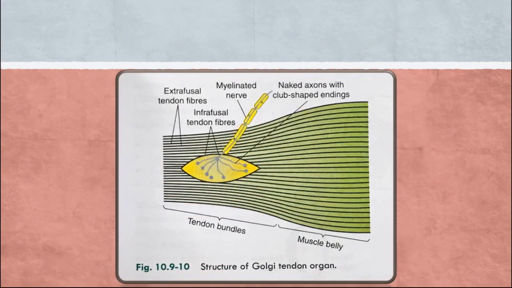So, this is one more diagram showing the Golgi tendon organ. These are the knobby endings, a net-like collection of nerve fibers present within the tendon fibers. These are intrafusal and this is extrafusal, and this myelinated nerve fiber is 1B.